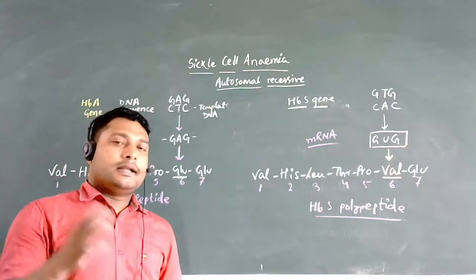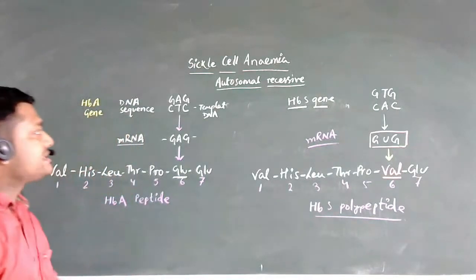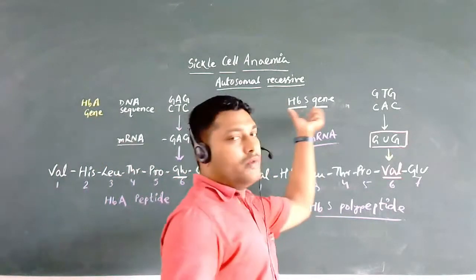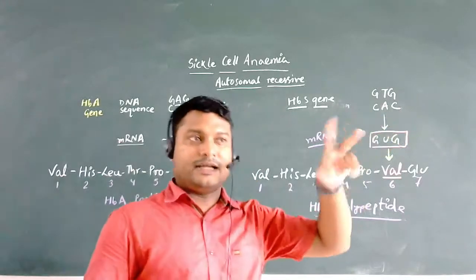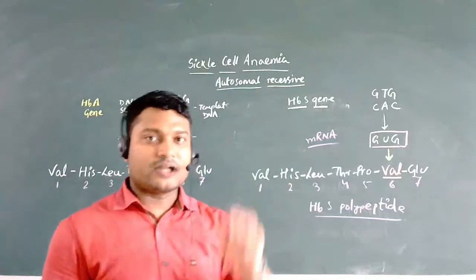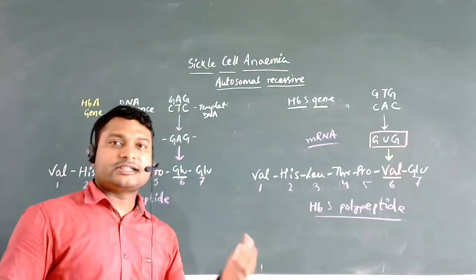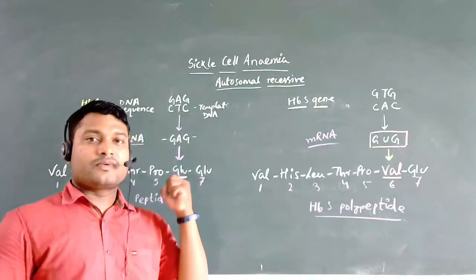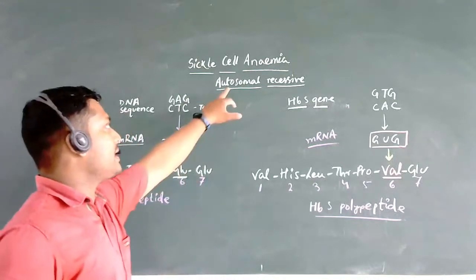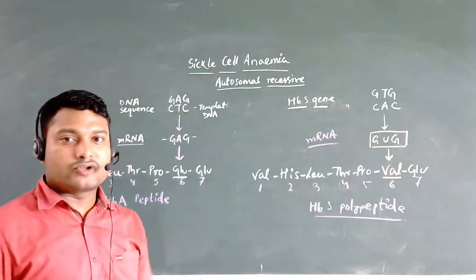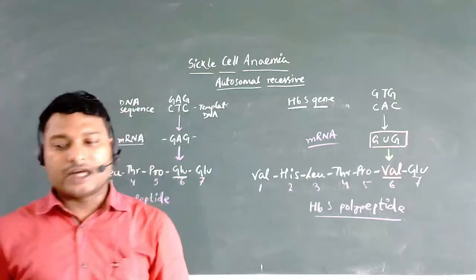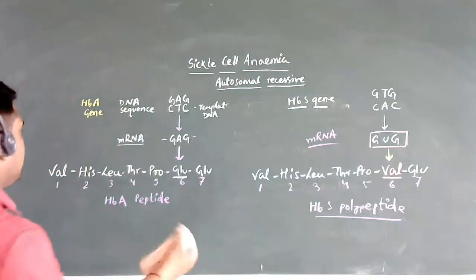Now let us understand how it is getting inherited. It's not that if a person is going to have one of this HBS gene, the HBS allele, let's say, then he or she is going to suffer. That is not the case. Now let us understand how it is getting inherited from one generation to the next generation. Let's talk about the autosomal recessive condition and how it is getting passed on with the help of the genotypes. Okay, let's see that.